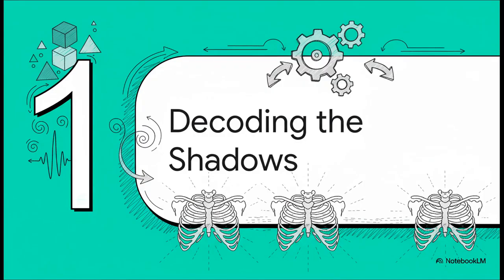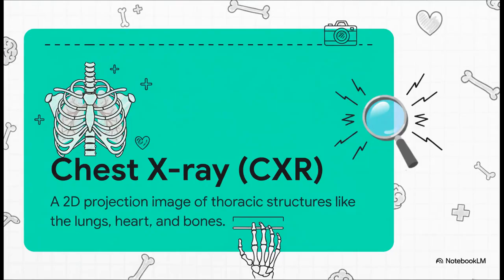So, before we can read the story, we've got to learn the language. Let's start with the absolute basics. So, what exactly is the chest x-ray? You'll often hear it called a CXR. Think of it as a 2D snapshot of the chest. It gives us a look at the lungs, the heart, the big blood vessels, even the bones, all in one go. It's super quick, super effective, and that's why it's one of the most common go-to tools in all of medicine.